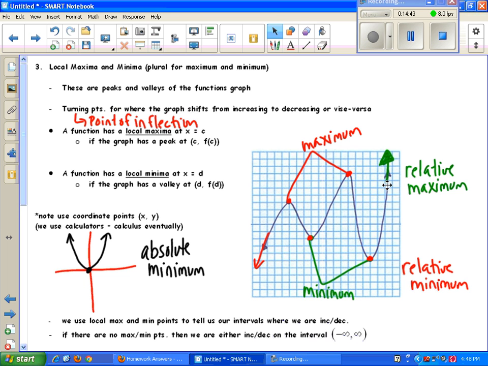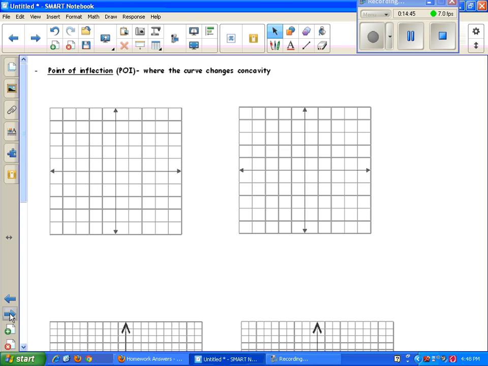So let's go ahead and go to the next page. On this next page, you actually have the graphs here. So I'm going to pause the video for a second so that I can graph them in.